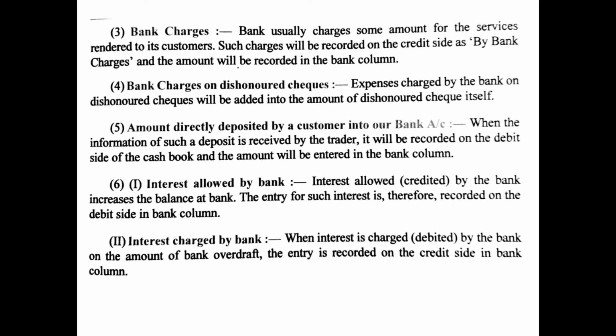Whenever the bank is charging interest, that means it will deduct the amount of interest on some loan or something like that from our bank account. So this will reduce our bank balance, and it will be shown on the payment side as "by interest account", and the amount will be written in the bank column. So as you can read here, when interest is charged or debited by the bank on the amount of bank overdraft, the entry is recorded on the credit side in the bank column.